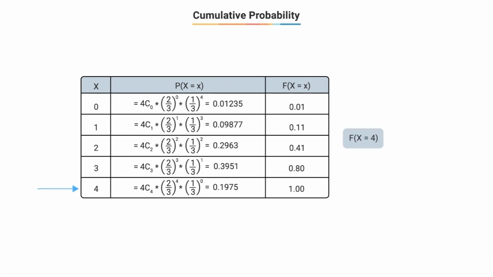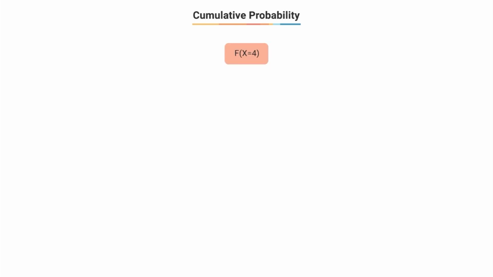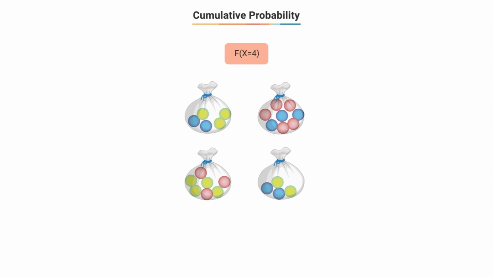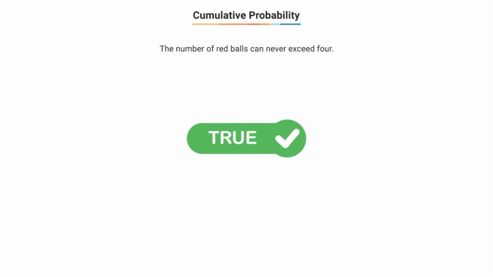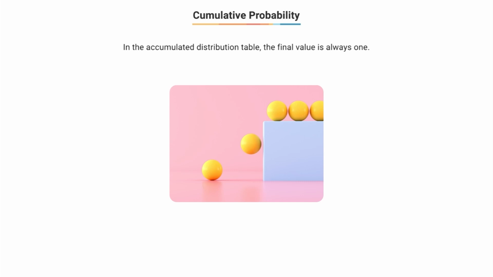And f of x equal to 4 will be f of x equal to 3 plus probability of x equal to 4, which is 0.80247 plus 0.1975, which is equal to 1. This is because f of x equal to 4 means that we are finding the probability that out of 4 balls drawn, 4 or less could be red balls. This will always be true as the number of red balls can never be more than 4 if the maximum balls that we are drawing is 4. Hence, the final value in the cumulative distribution table will always be 1.